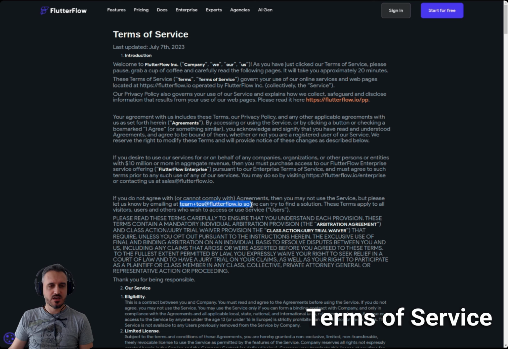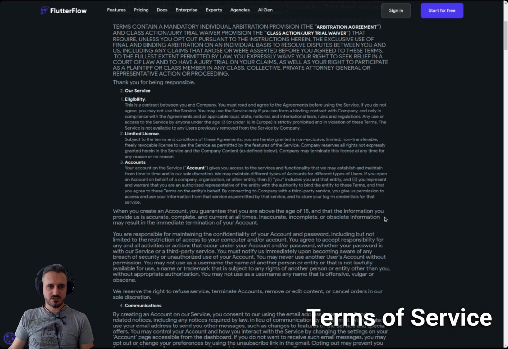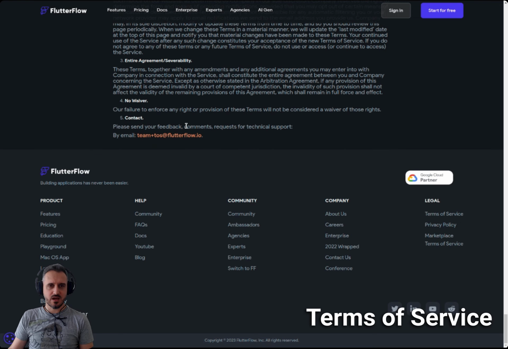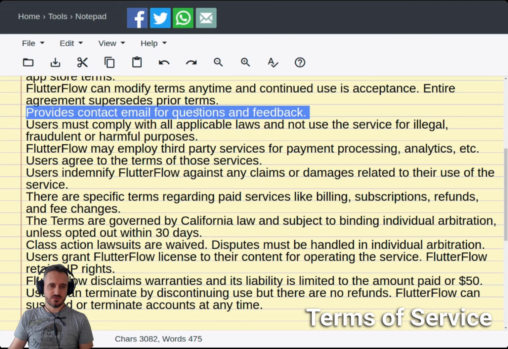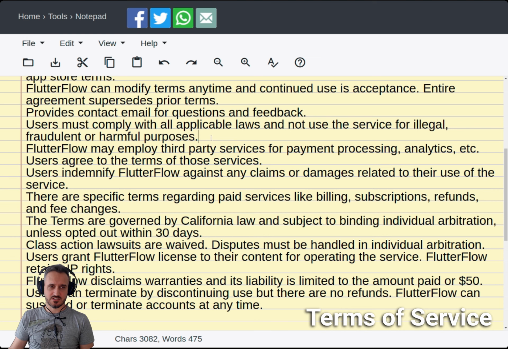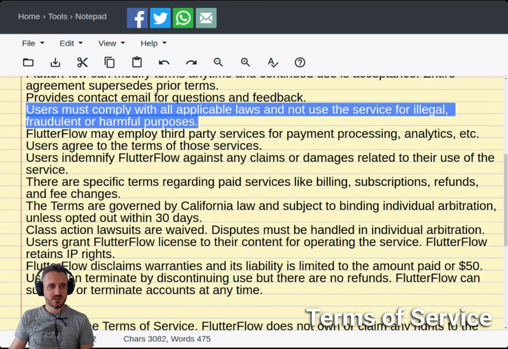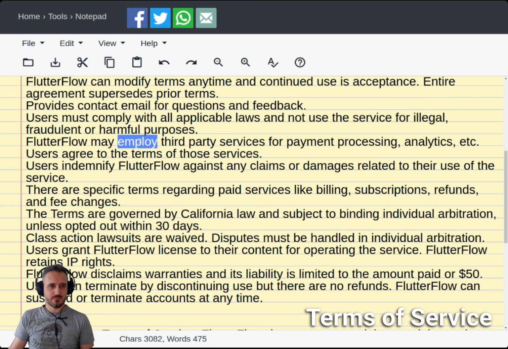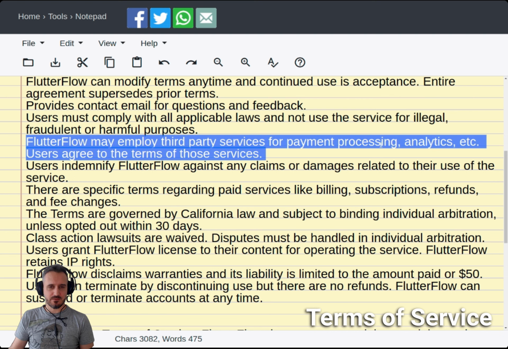It's here actually. So if you have any questions or you think that something is not right, you can write to Flow and tell them about that. Then we continue. Users must comply with all applicable laws and not use the service for illegal, harmful, or fraudulent purposes, which I think is super normal as well.